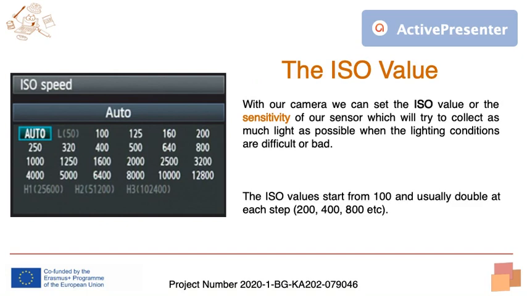If the sensor is the fundamental component to writing with light, it is important to introduce another fundamental concept directly related to the sensor, the ISO value. With our camera we can set the ISO value, or the sensitivity of our sensor, which will try to collect as much light as possible when the lighting conditions are difficult or bad. The ISO values start from 100 and double at each step: 200, 400, 800 etc.